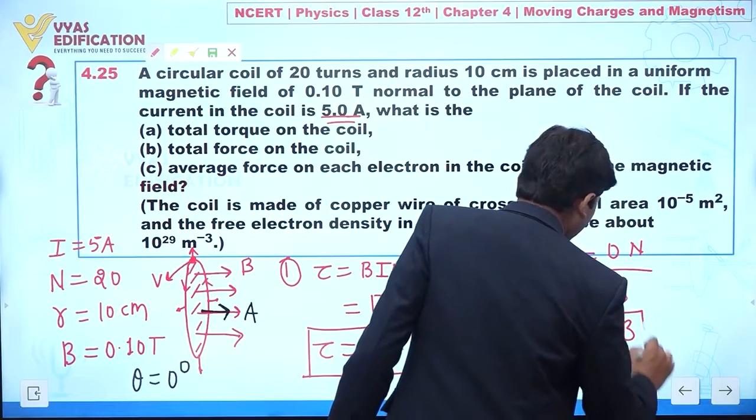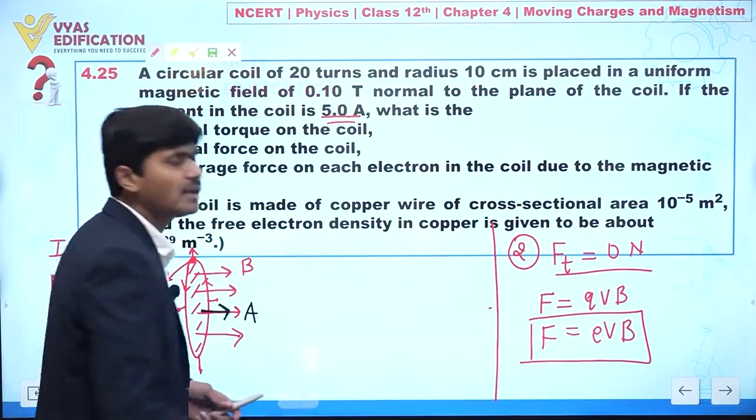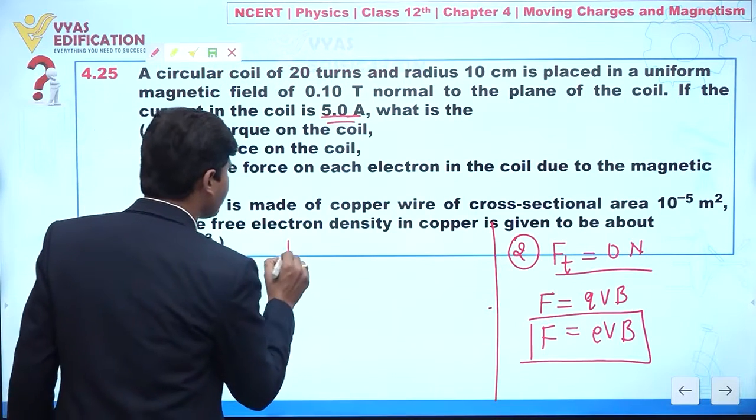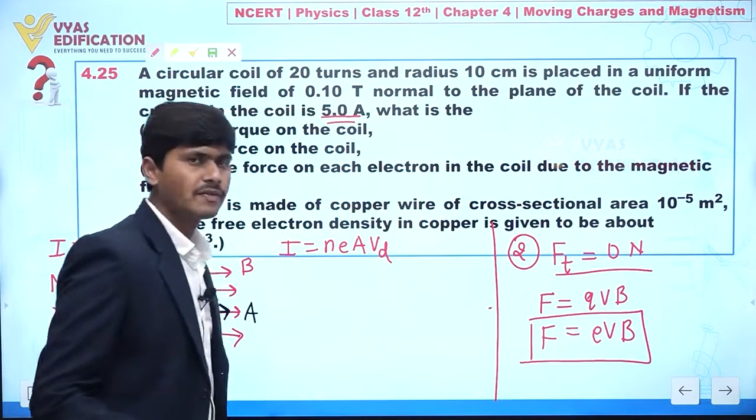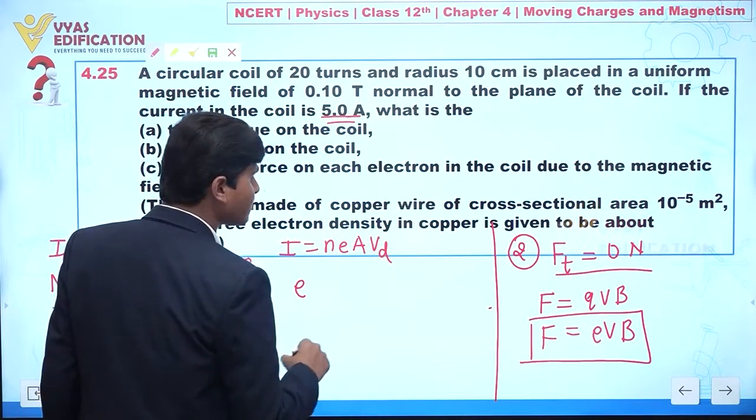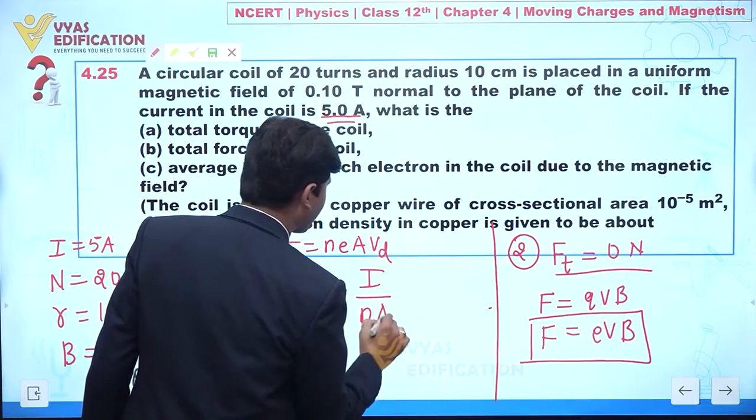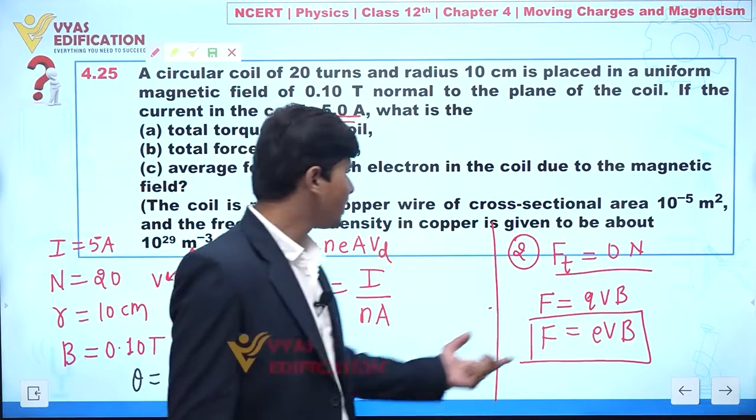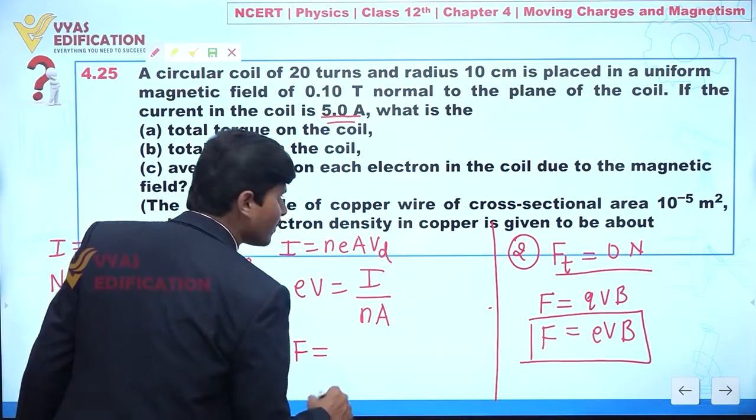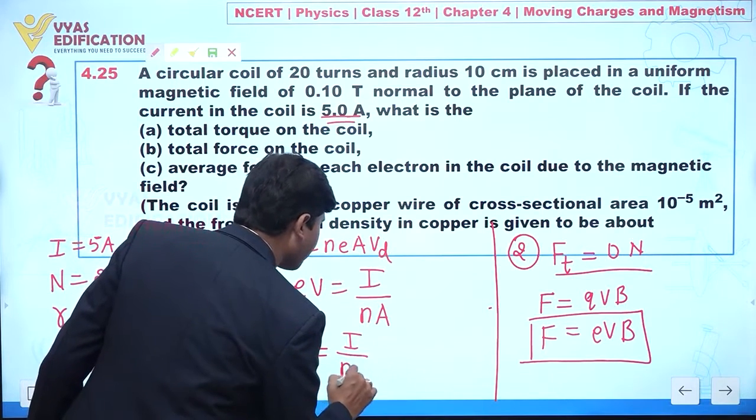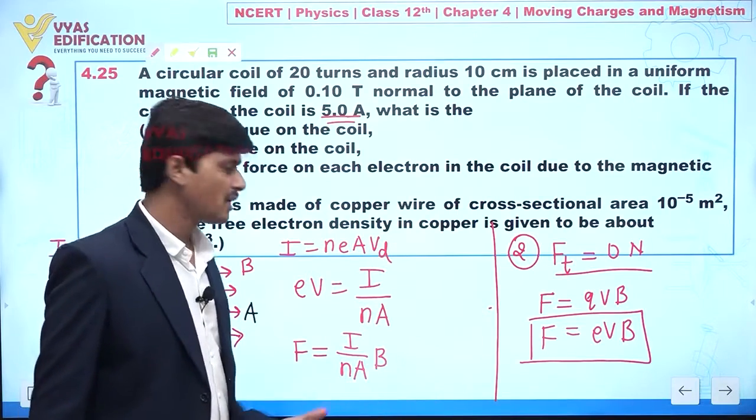Now my dear students, do you know one relation? We have one relation between current and drift velocity. This is given by I equal to n e A v_d. Clear everyone? So from here we can write the value of e v_d equal to I by nA. So we can put the value of e v_d equal to I by nA, and we can write F equal to I by nA multiplied with B.